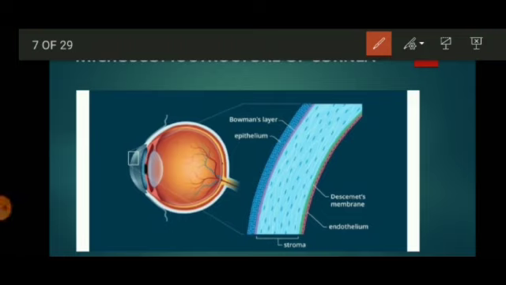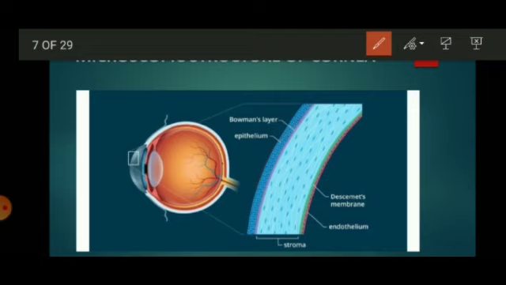Microscopically, the cornea consists of the epithelial layer, Bowman's membrane, I mean the basement membrane of the epithelium. The epithelium consists of two types of cells. Surface cells are of the stratified non-keratinized squamous type, while the basal cells are of the columnar type. The basement membrane of the epithelium is acellular and made up of condensed collagen fibrils.